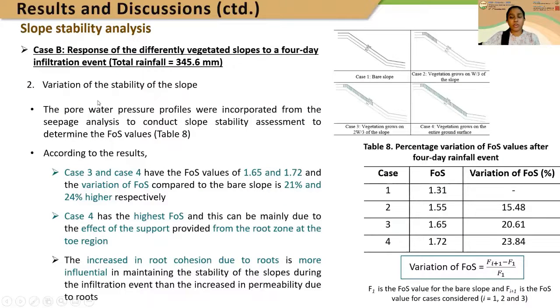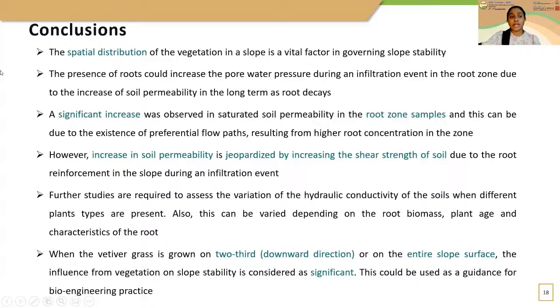So based on these water pressure profiles, we assess the slope stability. According to those results, case 3 and case 4 have factor of safety values of 1.65 and 1.72. When we compare the variation of the factor of safety compared to the bare slope, the highest variation of the factor of safety is given for case 4. The increase in root cohesion due to the roots is more influential in the stability of the slope during a rainfall event. So finally, let's see the conclusion for this presentation.